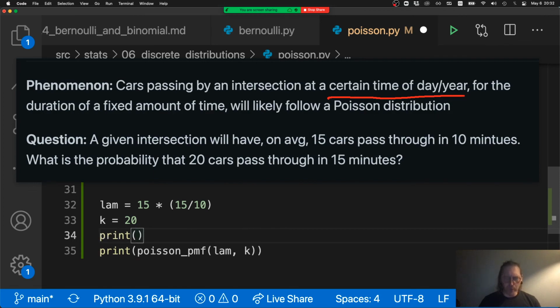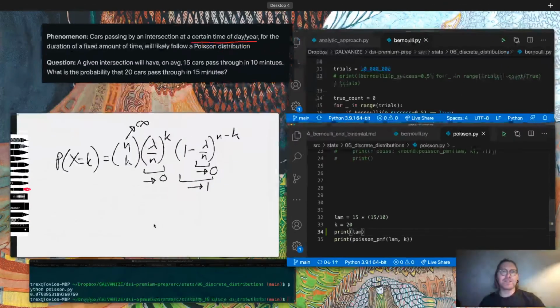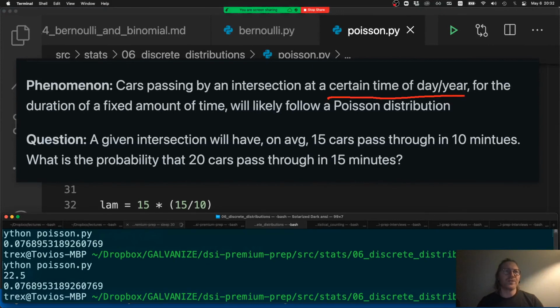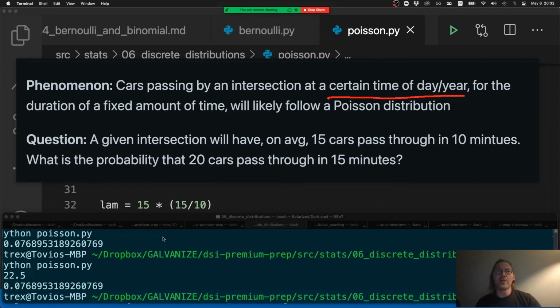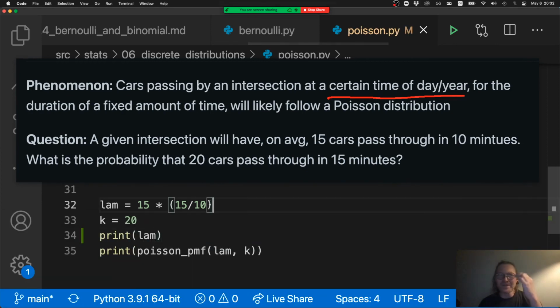Again, that may seem dramatic, because let's print out our lambda and see what we would expect. I think this is an important thing to notice about Poisson. We expect 22 and a half cars, but the probability that 20 cars pass by is still pretty low. Now, keep in mind, this is exactly 20 cars. This is not 20 or less cars. This is not 20 or more cars. This is exactly 20 cars.